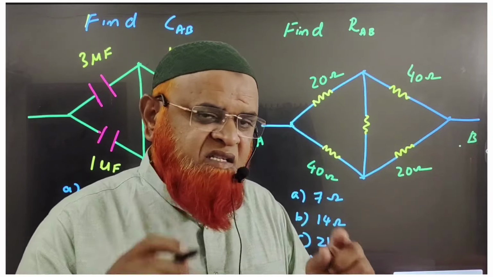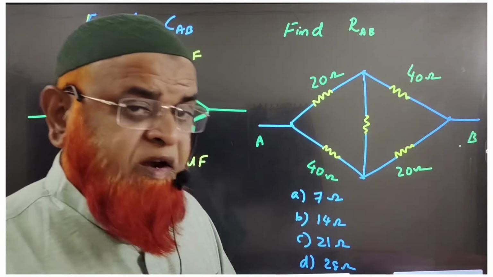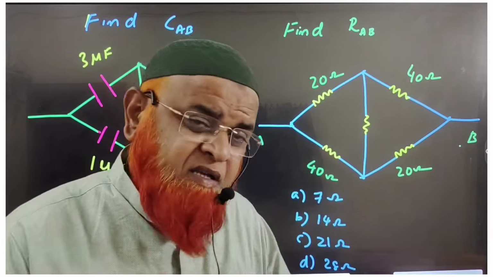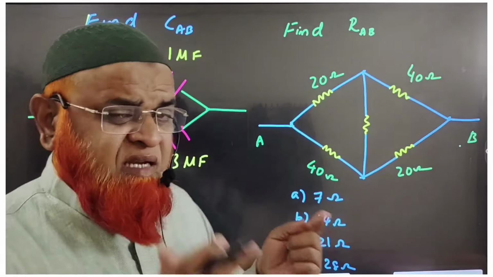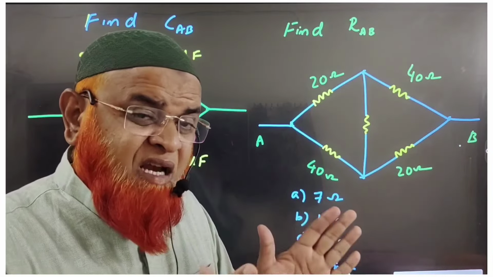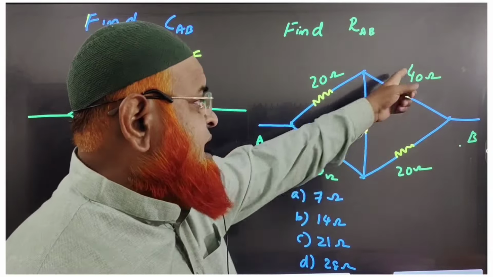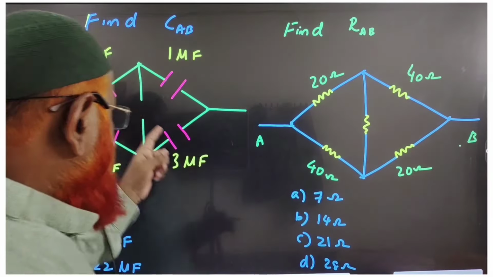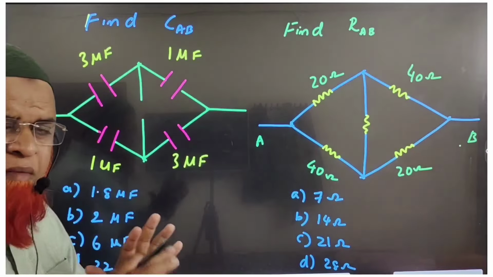My dear friends, this magical logic is applicable in unbalanced Wheatstone bridges. Whether it is a resistor or a capacitor, we can apply it in all the cases. For example, this is an unbalanced Wheatstone bridge which will break the law of symmetry, like 20, 40 and 40, 20. It is unbalanced, you know. And the capacitor here, 3, 1 and 1 and 3, is also an unbalanced capacitor.